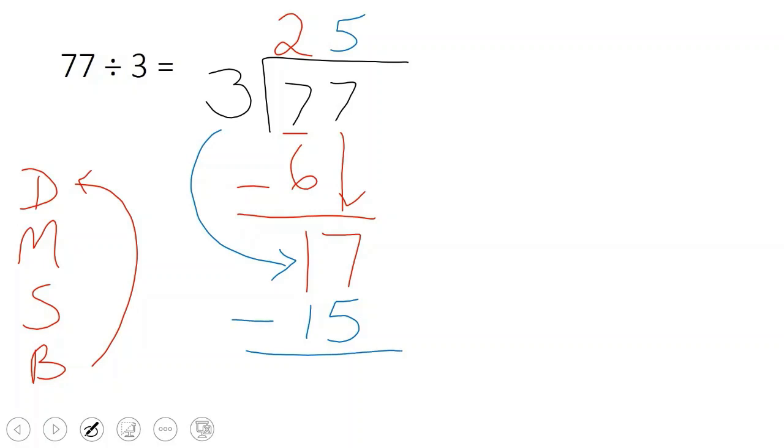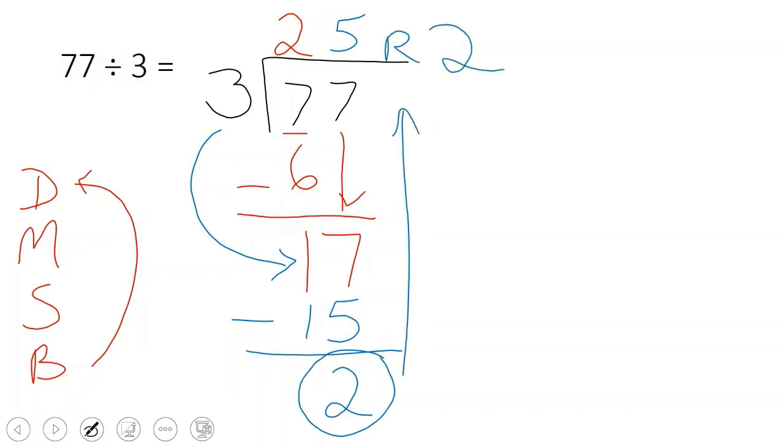Last, I'm going to want to subtract to find out how much of this 17 I still have left. So 17 minus 15 gives me 2. I have nothing left to bring down. So I look at the top, there are no more digits. That's what tells me I'm done. So I say, okay, 2 is left over, so that becomes my remainder.